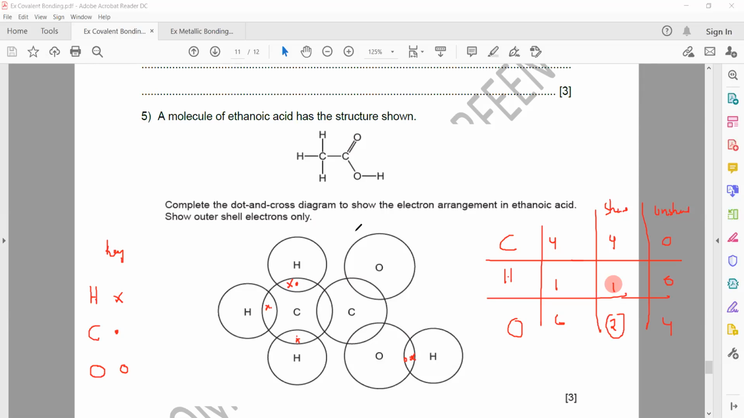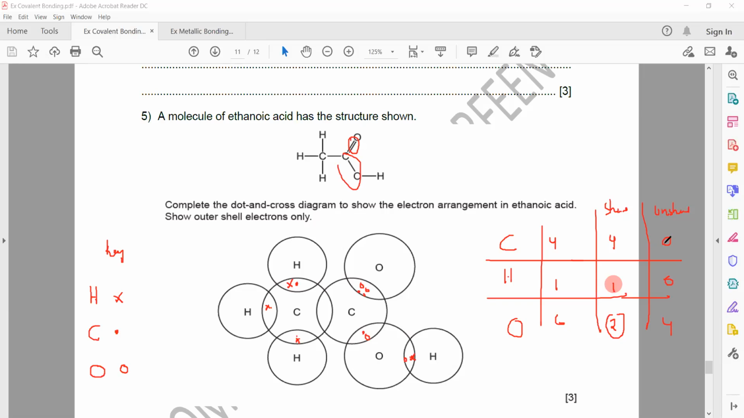So each oxygen will share 2 electrons. And you can see here there's a double bond, so oxygen will share 2 electrons from this side, and carbon will share 2 electrons. And from this side there's a single bond, so oxygen shares 1 electron, and carbon will share 1 electron from that side.